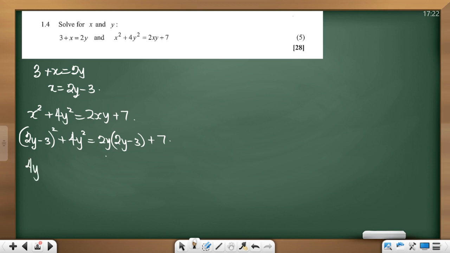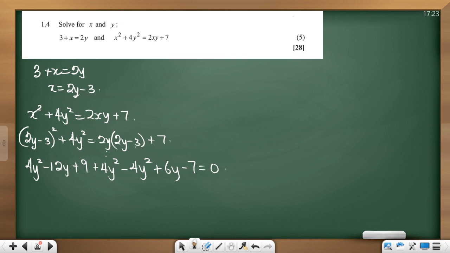So this would give me 4y squared. 2y times 3 would give me 6, times 2, minus 12y plus 9. All right, plus 4y squared. I'm going to multiply 2y times 2y, which would give me 4y squared. And I'm going to bring it over quickly to the other side. Negative 4y squared. I hope it's making sense. 2y times negative 3 would be negative 6. Bring it over to the left, becomes positive. And then I have my 7.